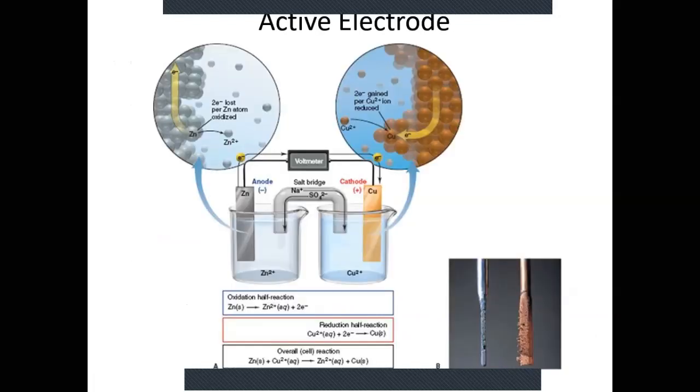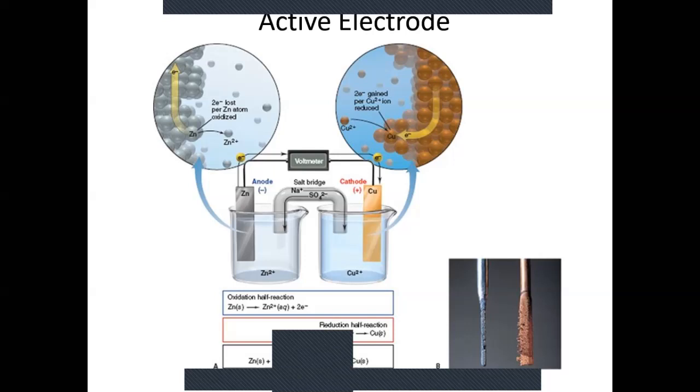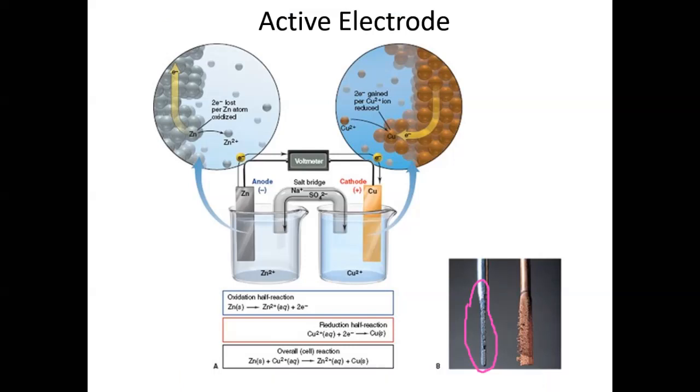So this is an example of active electrodes. We have zinc and we have copper. Zinc is oxidized, so we lose zinc on the anode over time. Copper is reduced, so copper 2+ in solution starts acquiring those electrons and starts plating on the electrode. What you see over time is that the anode typically decreases in mass because you're consuming zinc atoms to make zinc 2+ ions, giving up 2 electrons.